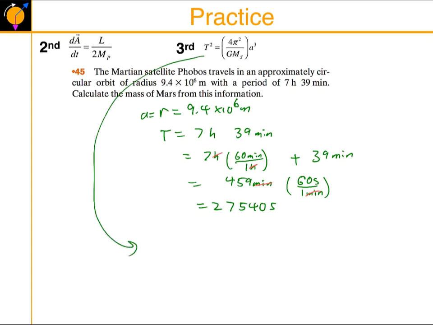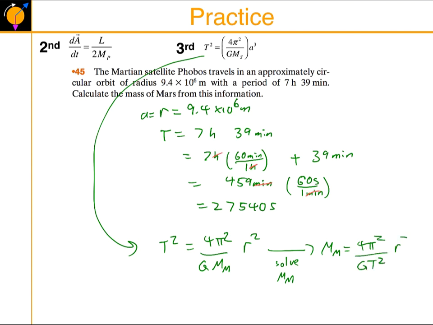So now let's use Kepler's third law. T squared equals 4 pi squared over G times the mass of Mars times r cubed. Let's solve for the mass of Mars. So mass of Mars equals 4 pi squared over G times the radius cubed over the period squared. When you plug in all the values, you get about 6.48 times 10 to the 21 kilograms, which is an approximate measurement of the mass of Mars. Oops, I made a slight miscalculation there. That should be 10 to the 23.